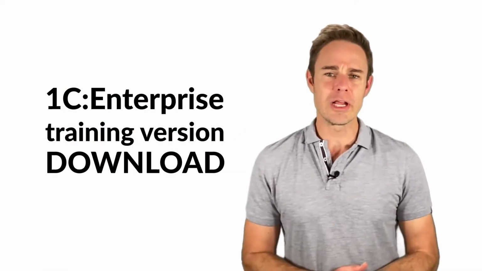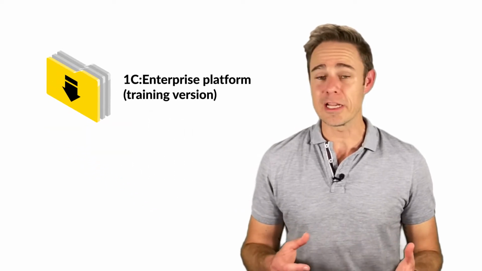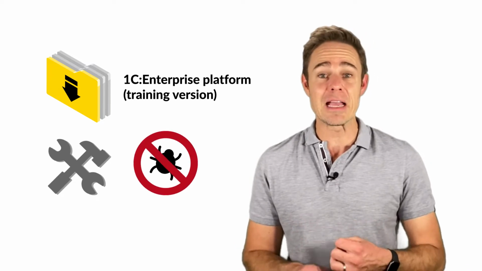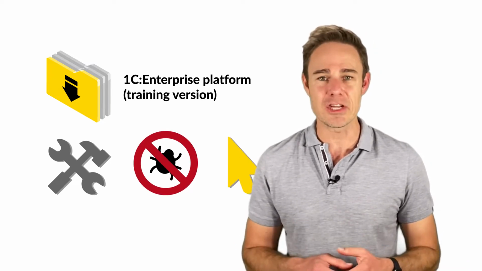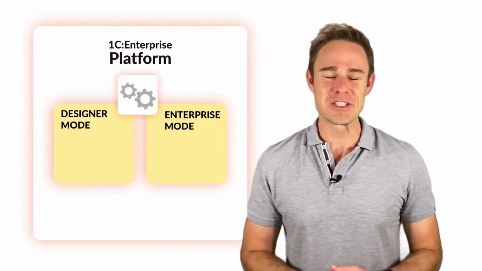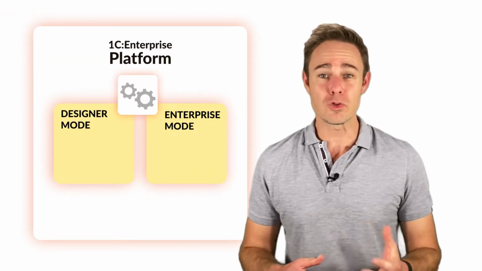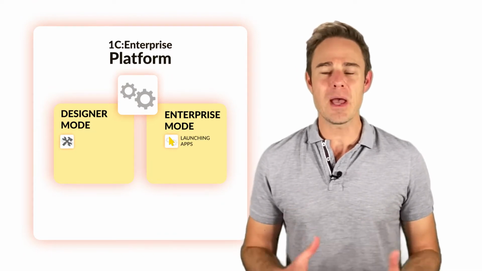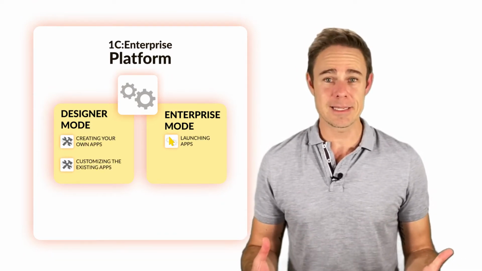Before we start learning about 1C Enterprise, we should first download the platform. The 1C Enterprise platform training version contains everything that you need to develop, debug, and execute any application created based on 1C Enterprise. Once you've installed the 1C Enterprise platform training version, you can launch it locally and develop new applications or customize existing ones.